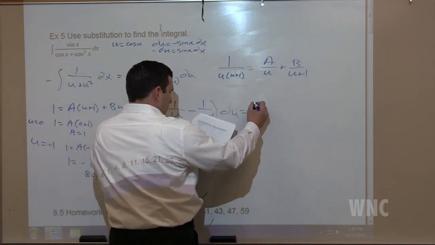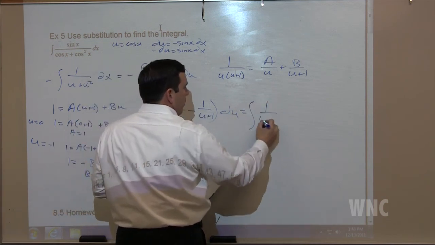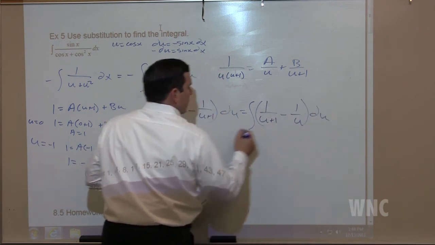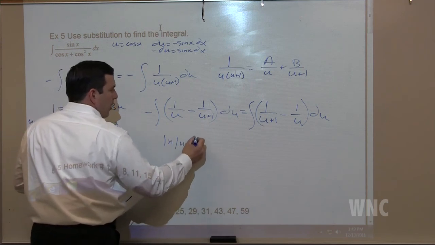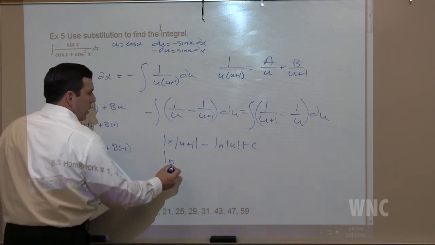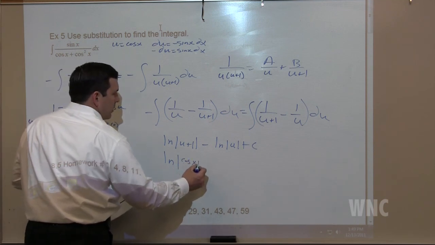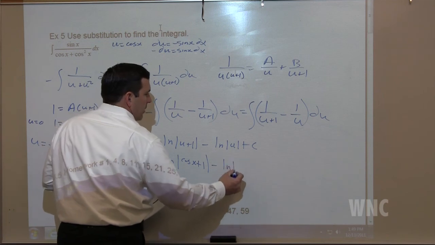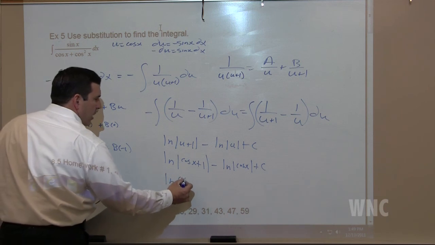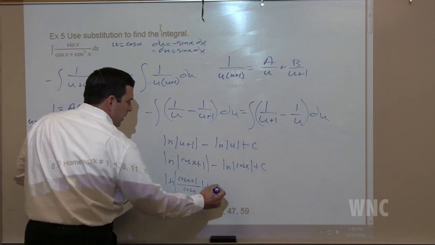So that's going to be, and I guess if you want to bring this negative in, you have the integral of 1 over (u plus 1) minus 1 over u. So natural log of the absolute value of u plus 1 minus natural log of the absolute value of u plus c. So it's natural log of the absolute value of cosine x plus 1 minus natural log of the absolute value of cosine x plus c. And we can combine these into natural log of (cosine x plus 1) over cosine x, plus c.